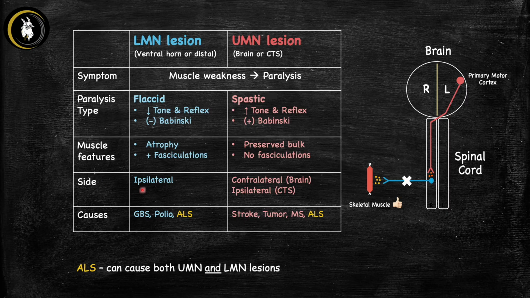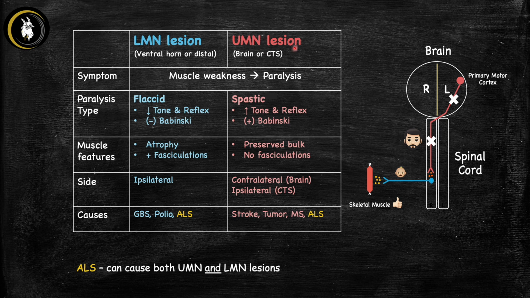The muscle that's affected is going to be ipsilateral, or on the same side as the lower motor neuron that's injured, and that should make sense because the lower motor neurons don't cross over. They just exit the spinal cord and go to the muscle on the same side that they are. So the side of the lower motor neuron is the same side as the muscle that's injured. And then finally, some of the high yield causes for these lesions are Guillain-Barré syndrome, polio, and ALS.